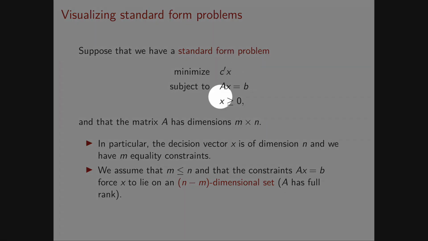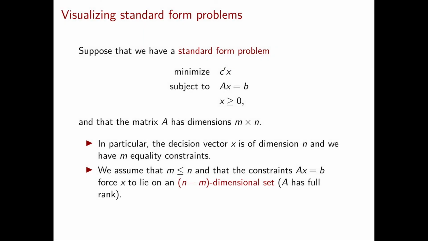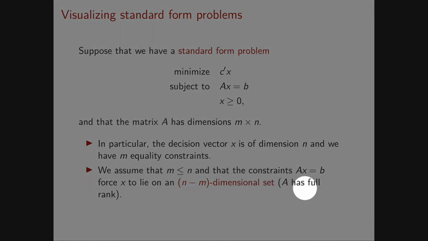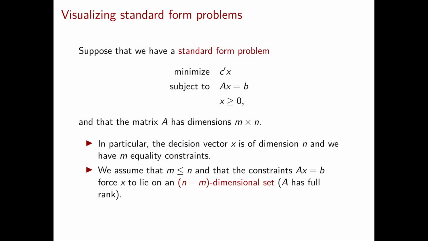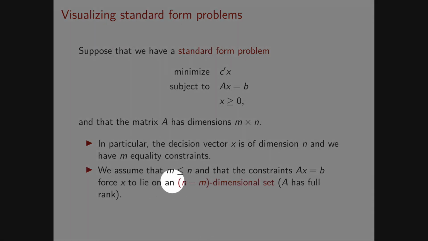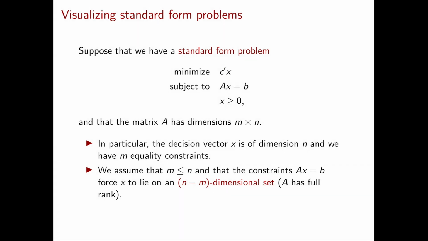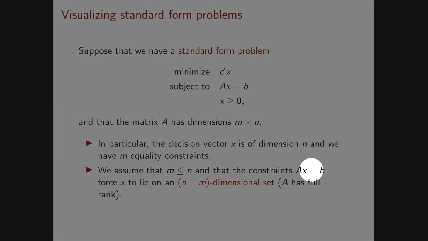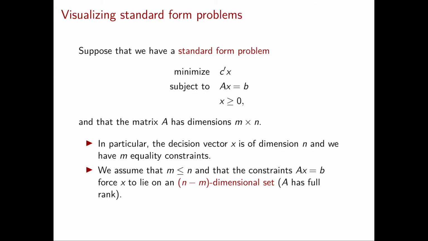So let's have a look at the standard form problem, and as we always do, we assume that the matrix A is m times n. This means that the vector x has dimension n, and we have m equality constraints. Let's assume that m is less than or equal to n, and that A has full rank. This constitutes the most interesting case, and it implies that our vector x must lie in the n minus m dimensional set of the vectors x that satisfy the system of equalities Ax equal to b. In our previous example of the triangle in R3, we had n equal to 3 and m equal to 1. So we obtained a two-dimensional set in that case. And the two-dimensional set is the unique plane that contains the triangle.